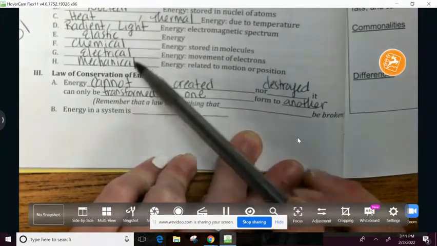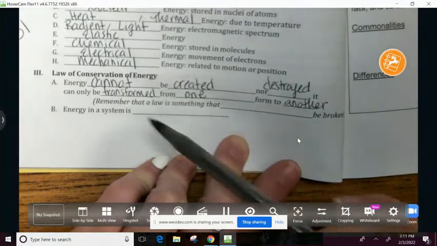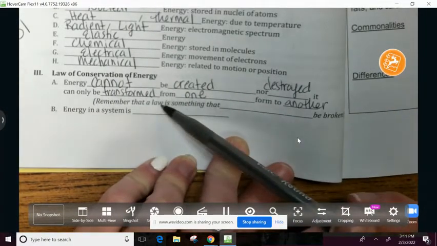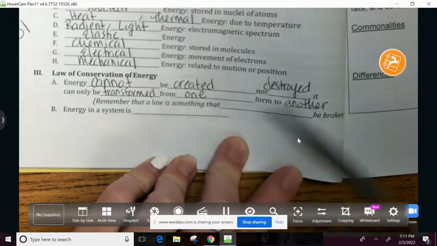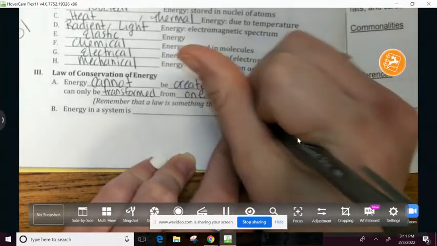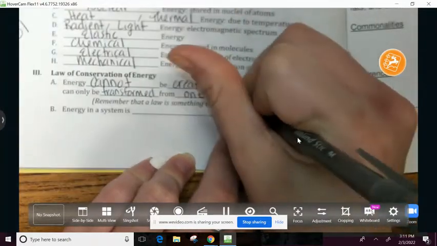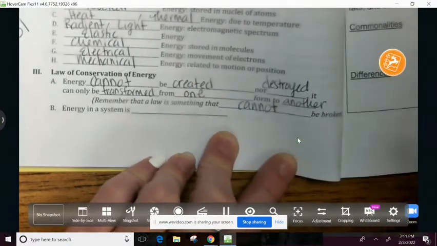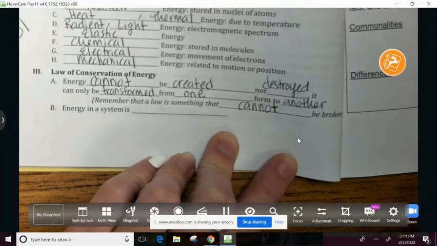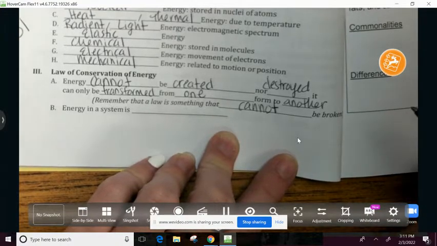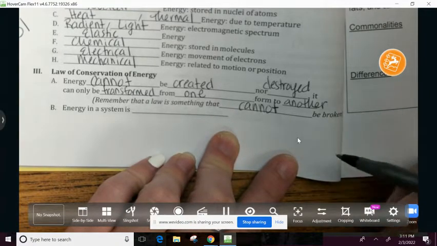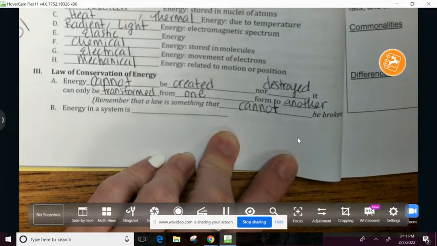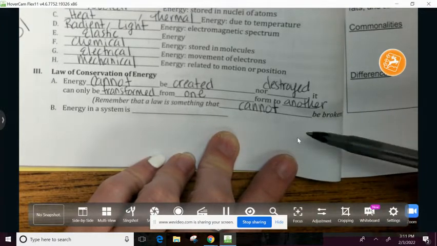So you might be able to take it from electrical, the movement of electrons, and turn it into chemical energy. I mean, that's not a great example. I'm not perfect in energy, but we're saying that it can go from one type to another. And again, remember that energy cannot be created or destroyed. A law means that something cannot be broken. Humans obviously can break laws, but in the science world, it's something that cannot be broken. It has to always be there, and you can't just change it.